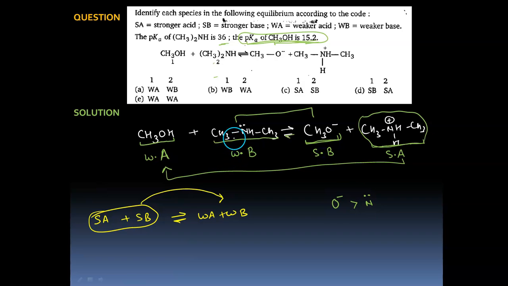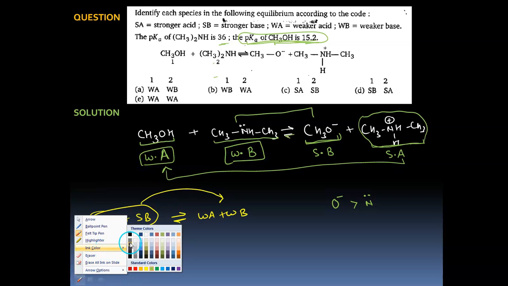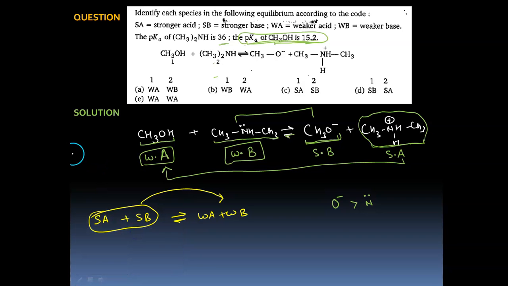So the reaction is going to favor the backward direction. And if we have to say what is the label for this methanol and this secondary amine, that would be weak acid and weak base, and therefore for this question the answer will be option A. So option A is correct for this.